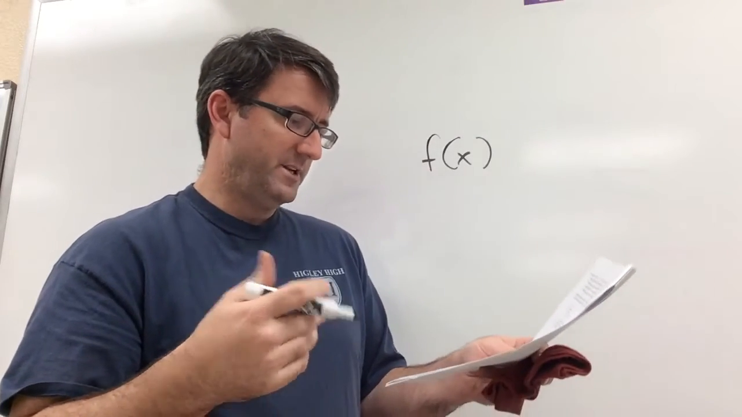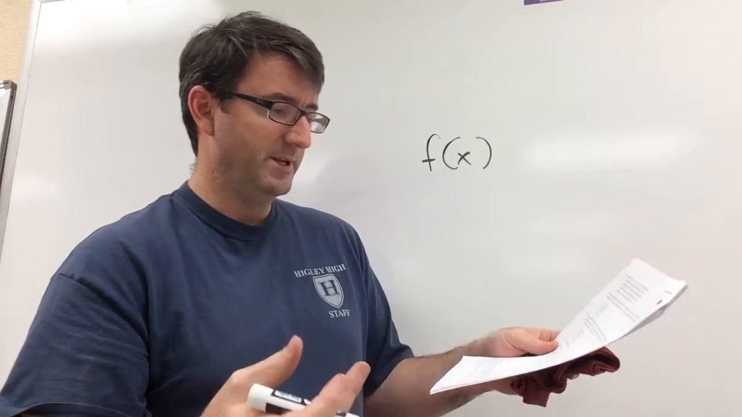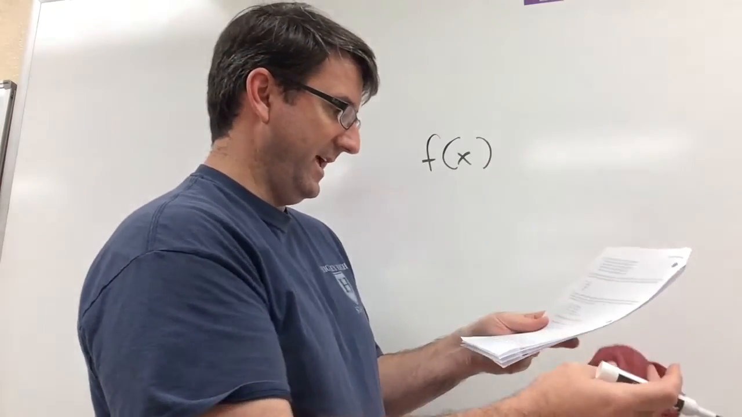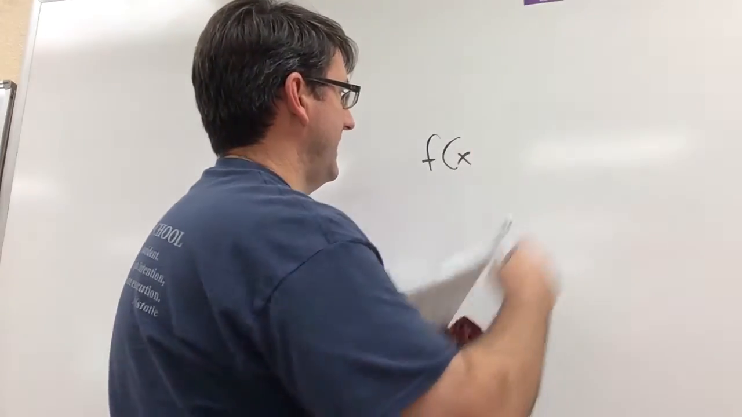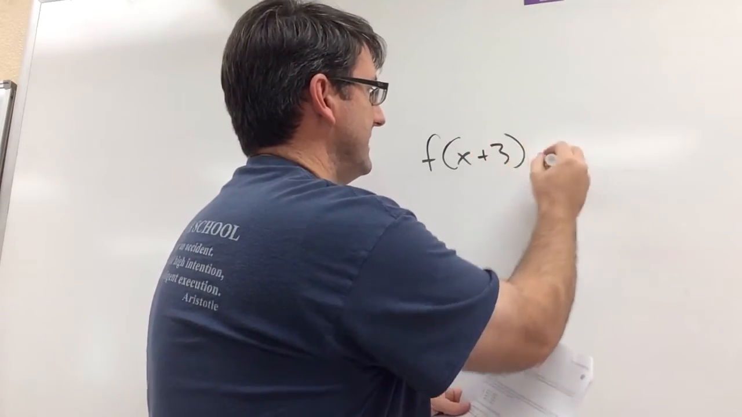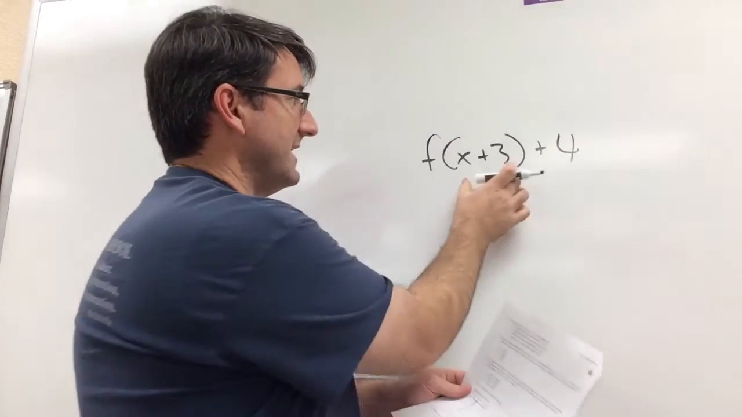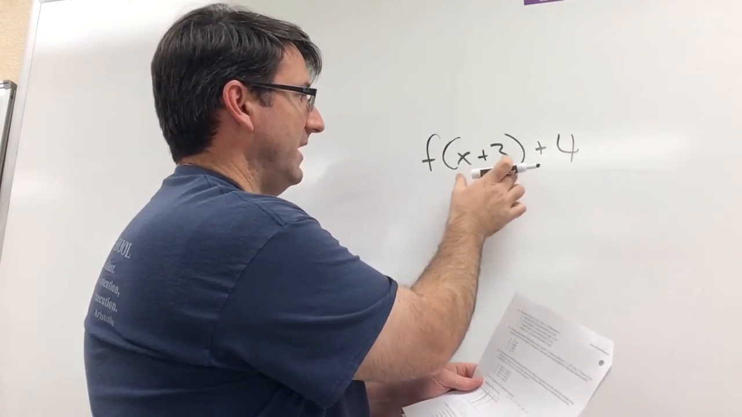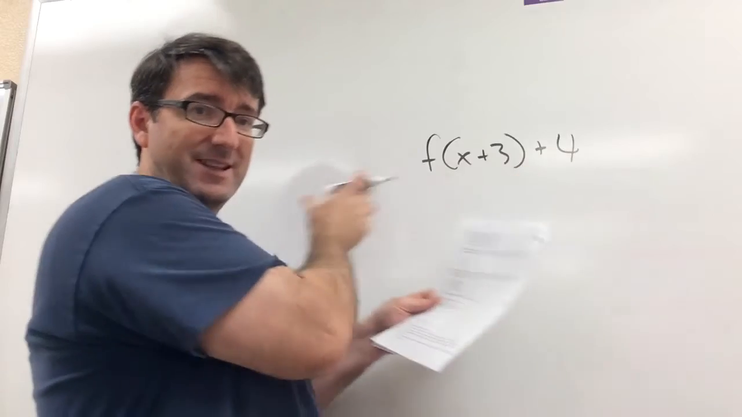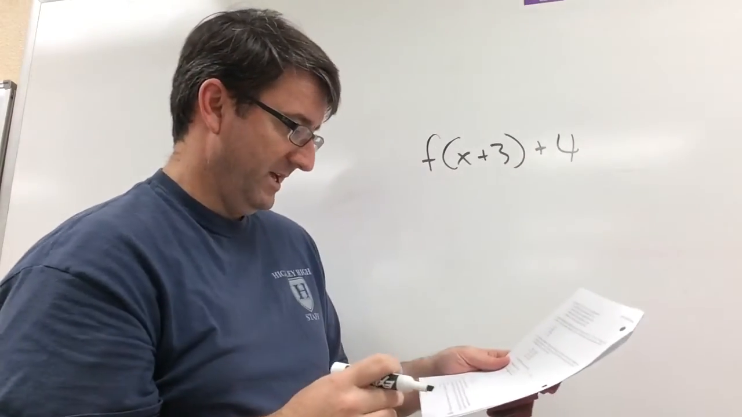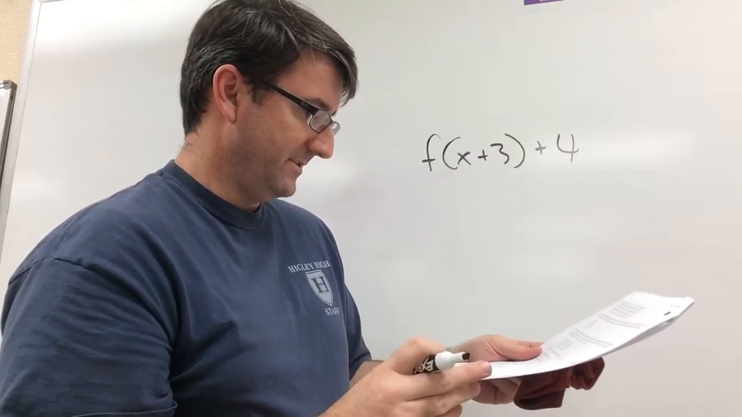C says to shift a graph to the right 3 units, then down 4. Add 3 to the x values and add 4 to the y values. So we're going to add 3 inside the parentheses, add 4 outside the parentheses. That's going to shift this graph. By adding 3, we're going to shift it to the left, and by adding 4 outside the parentheses, we're going to shift it up. So C is not true.